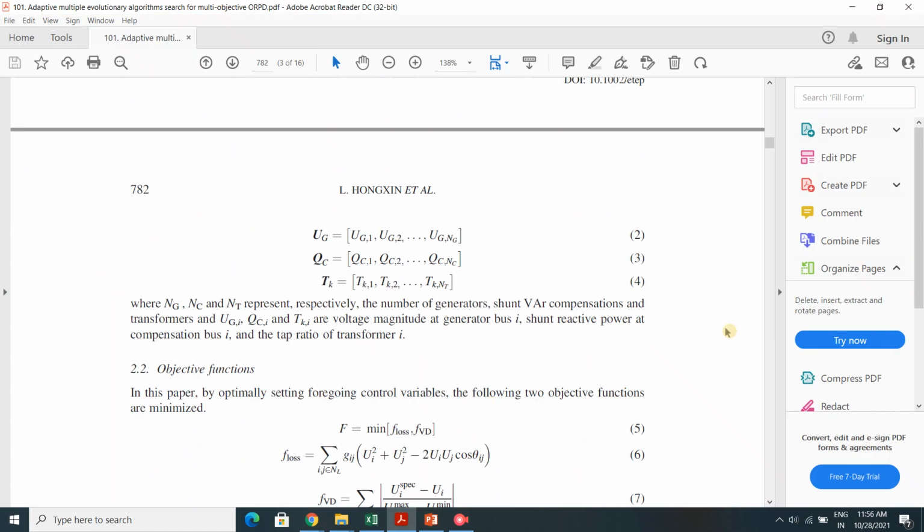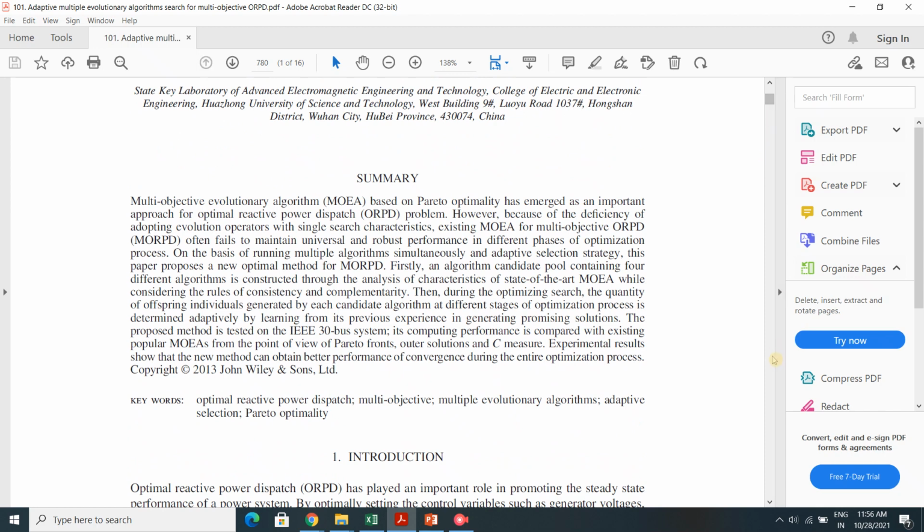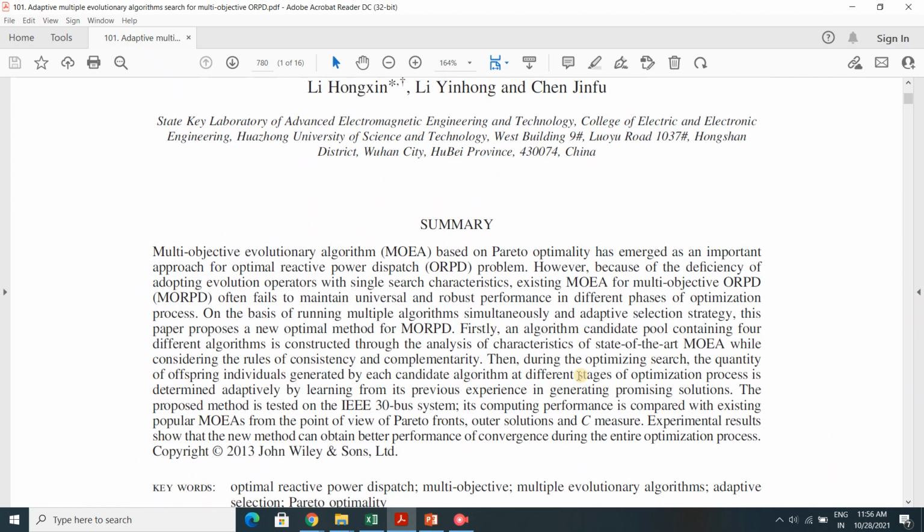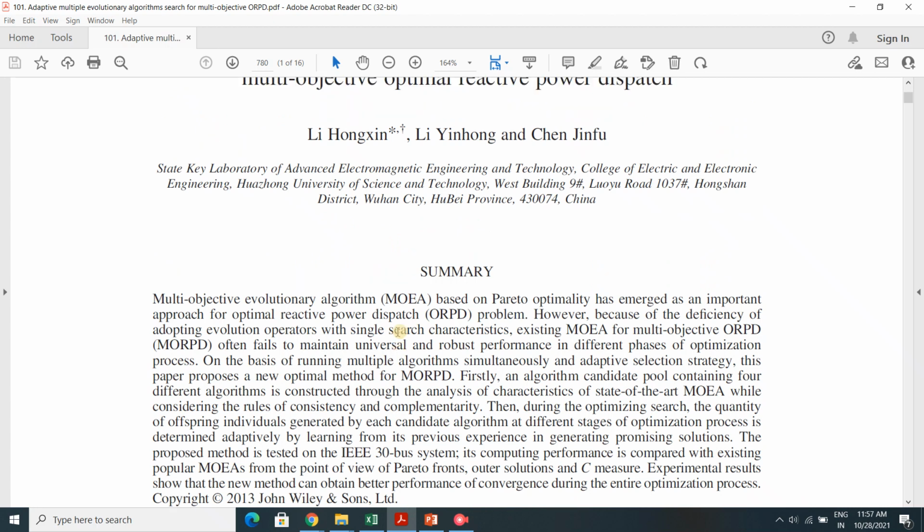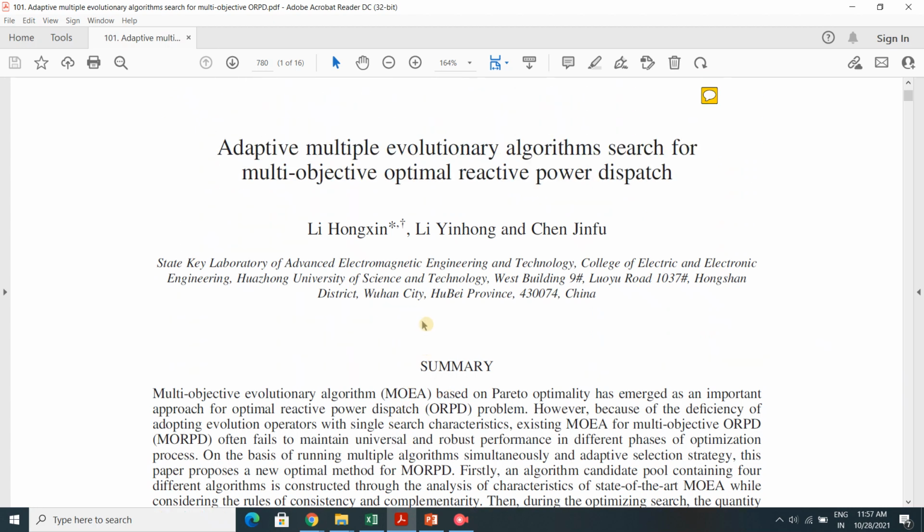Now I will show you one practical case. Suppose I show you a paper regarding research. If you see, this is a research work: adaptive multiple evolutionary algorithms search for multi-objective optimum reactive power dispatch. So optimum reactive power dispatch is a problem.